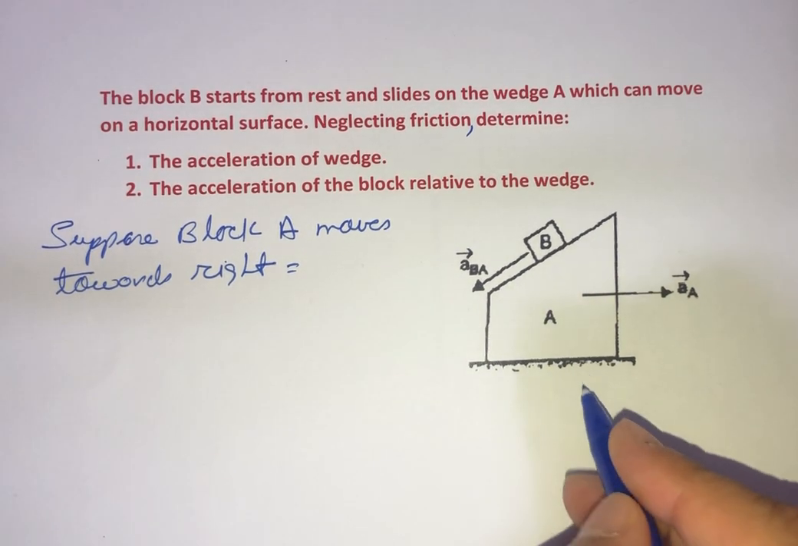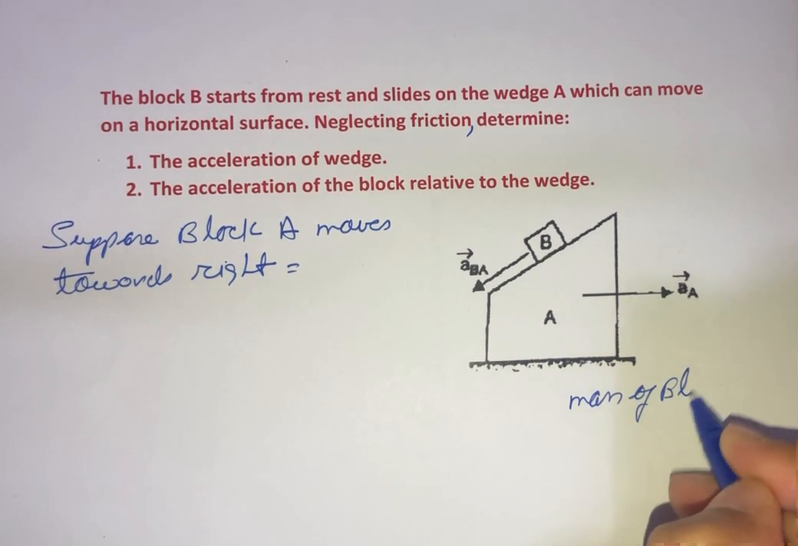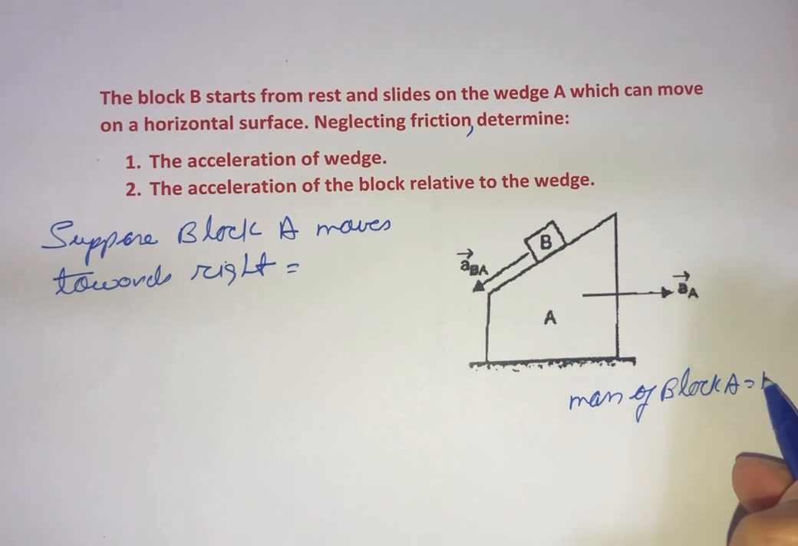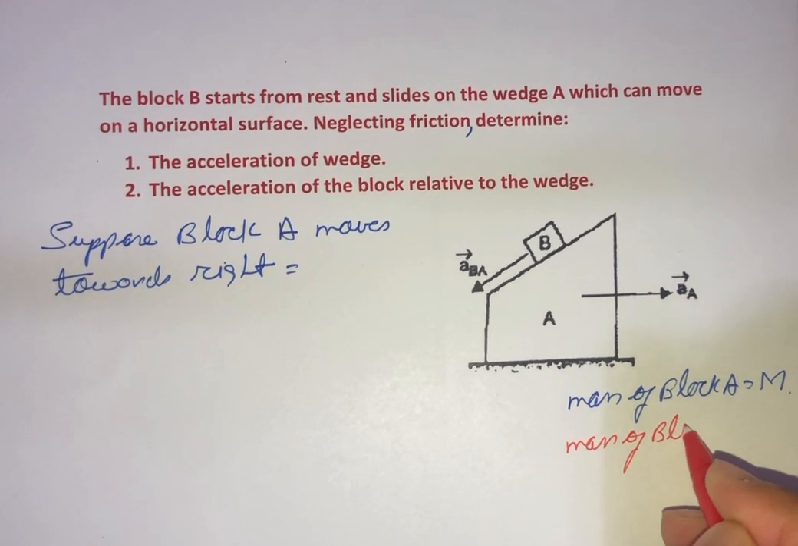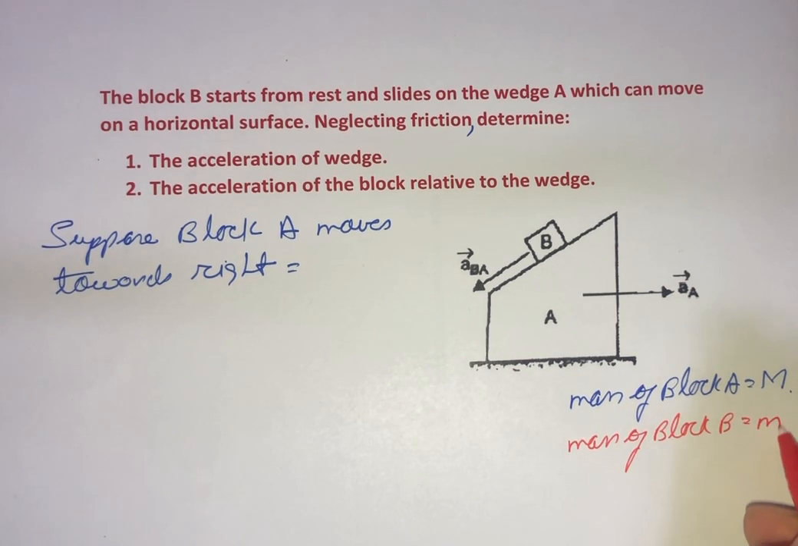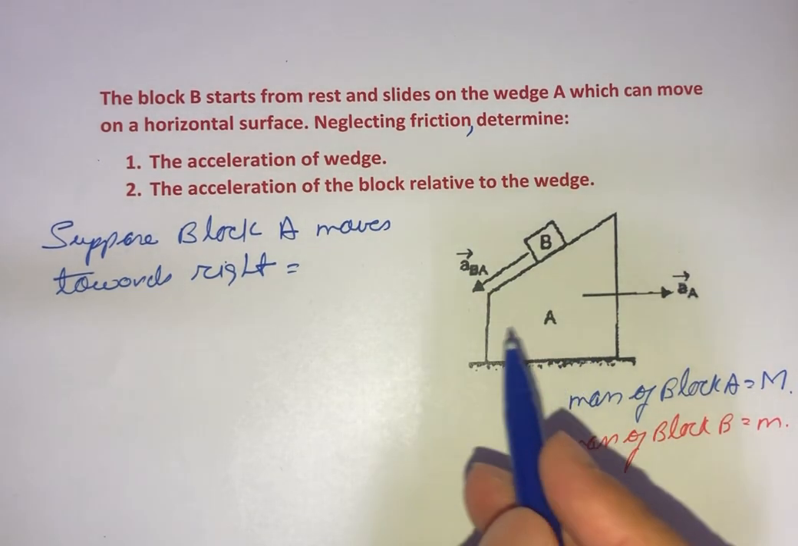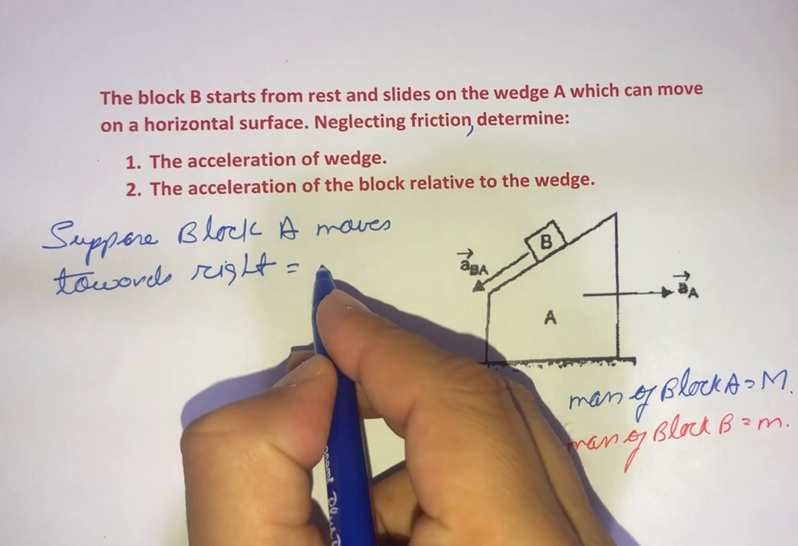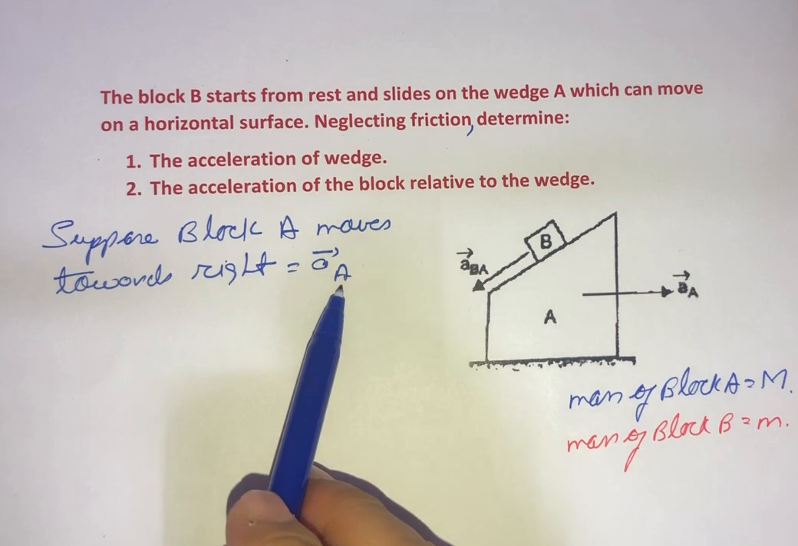And we also assume that the mass of block A is capital M and the mass of block B is small m. And its acceleration is given as small a with the suffix A.